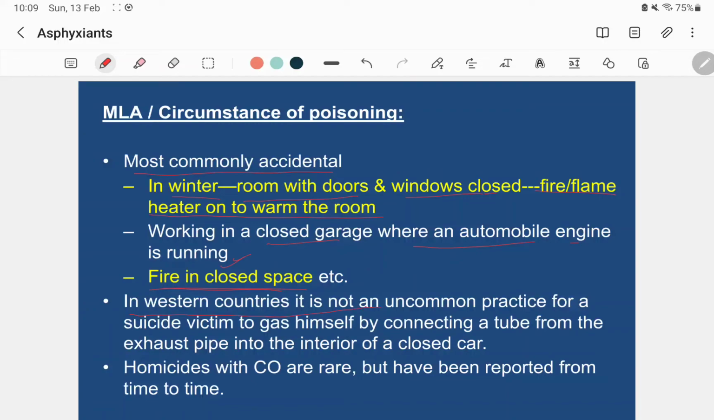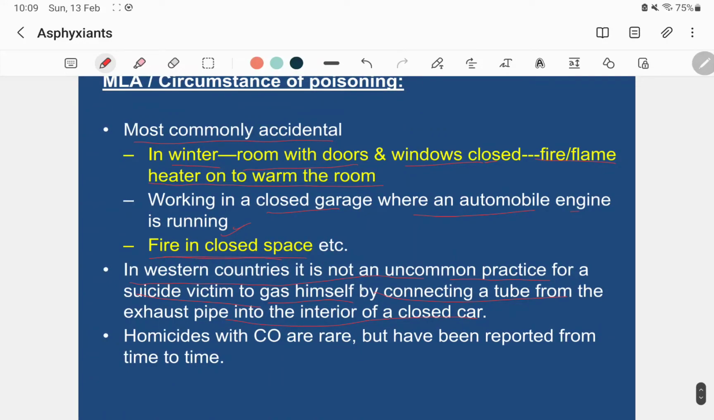So in western countries it is not an uncommon practice for a suicide victim to gas himself by connecting a tube from the exhaust pipe into the interior of the closed car, okay. So in western countries, for performing suicide, they will gas themselves by connecting a tube from the exhaust pipe to the interior of the closed car, okay. And that will cause death, carbon monoxide poisoning. And homicide with carbon monoxide has been reported from time to time, okay.